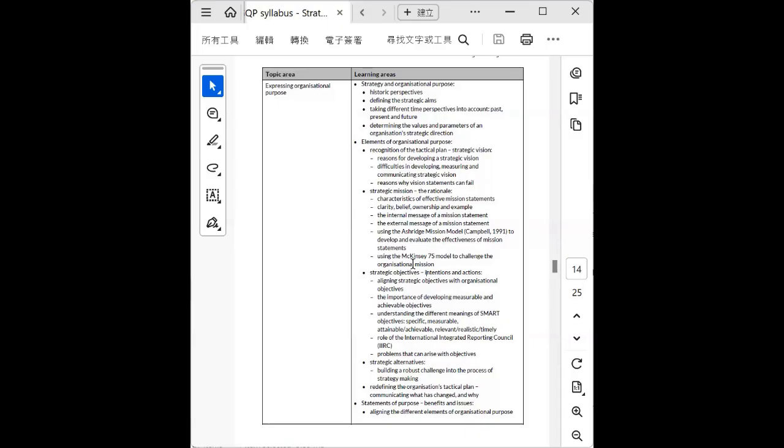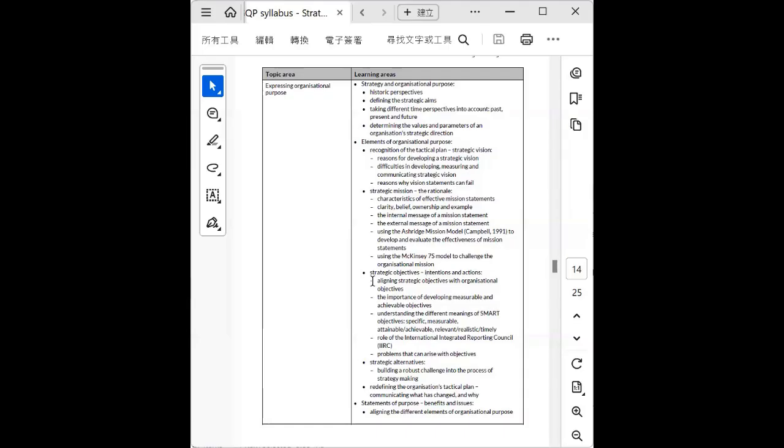I think we'll look at this before, the 7S. And then we have this strategic objective, which looks at the importance of setting measurable and achievable objectives, which drive the success of the organizations, aligning the strategic objective with the company's objectives, the importance of developing measurable objectives, understanding the meaning of SMART.